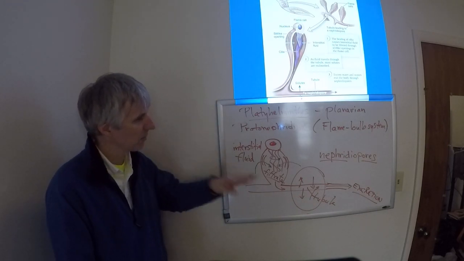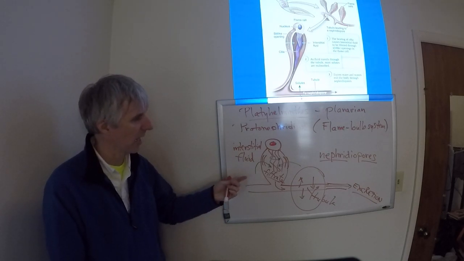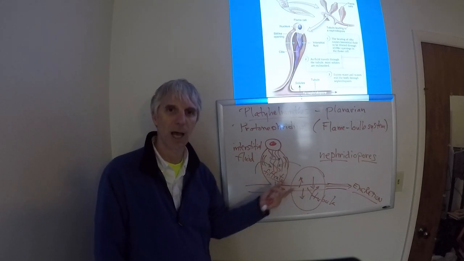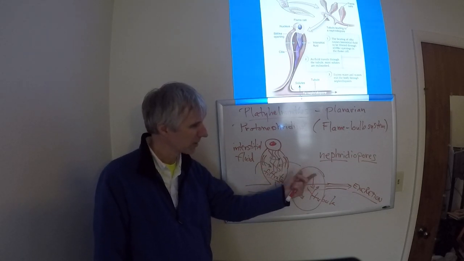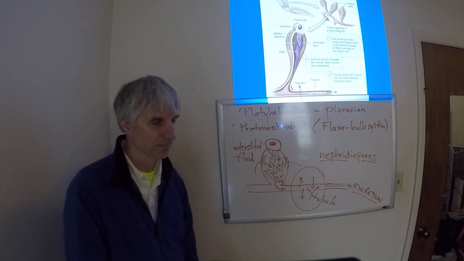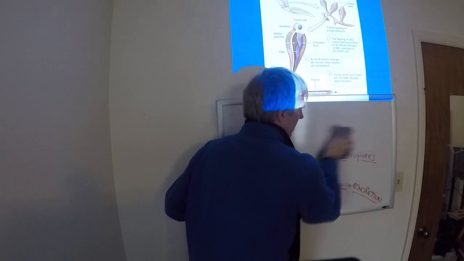Okay? This is the most basic unit of an excretory system you can have. It's basically just a bunch of these filters sitting on top of a common tubule, and the tubule epithelial layer does reabsorption and secretion. Okay? All right.